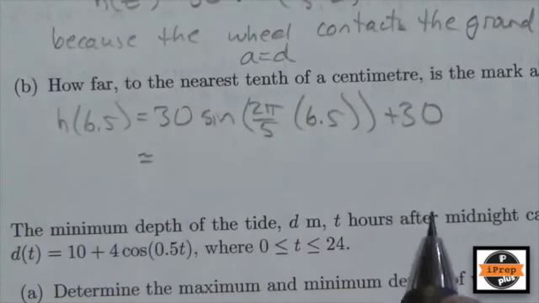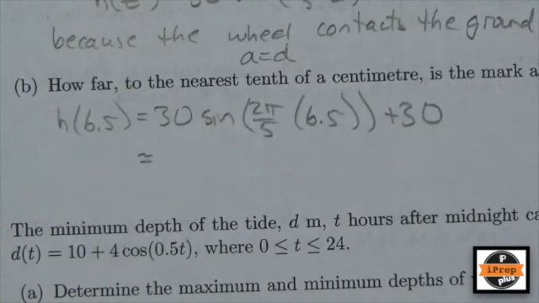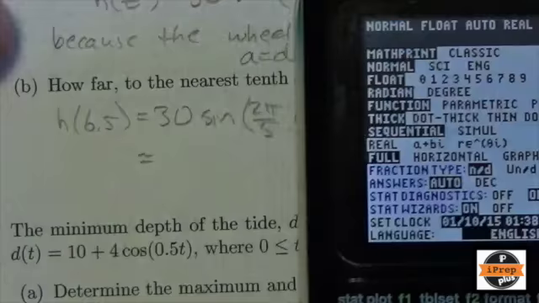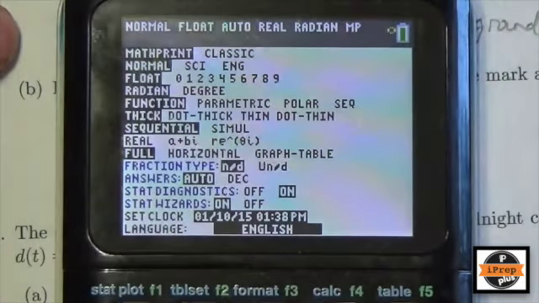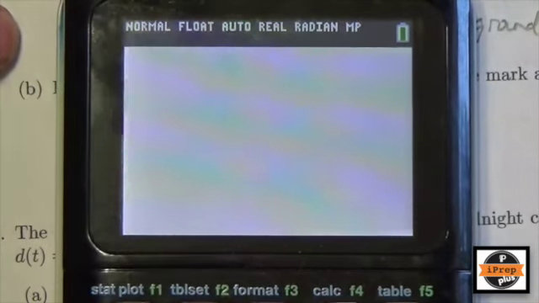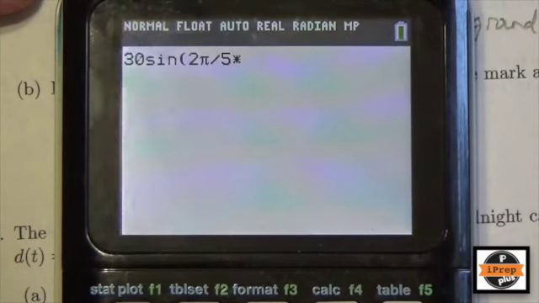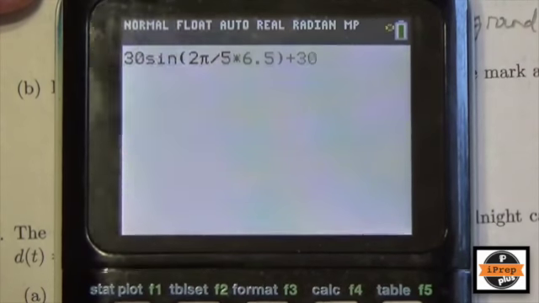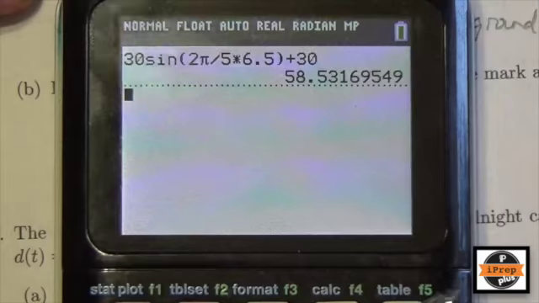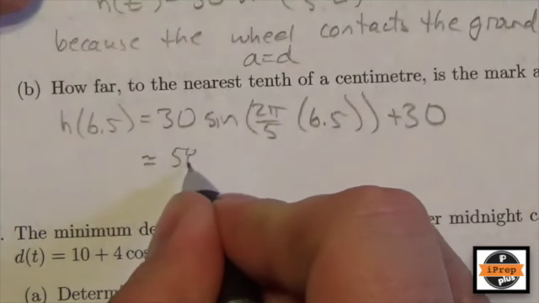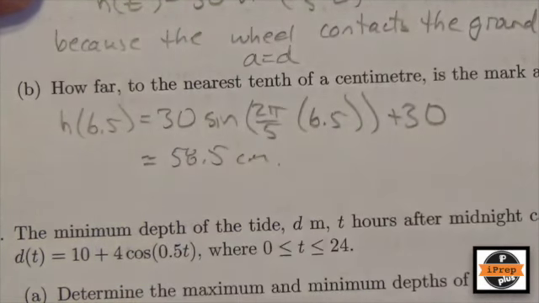And when you do that, let's just pull out the calculator here. Make sure that I am in radian mode. Okay, I am in radian mode. Let's go back. And so now this is going to become 30 times the sine of 2 pi divided by 5 times 6.5, close the brackets, plus 30. And we're roughly 58.5 centimeters, is what they're asking for.